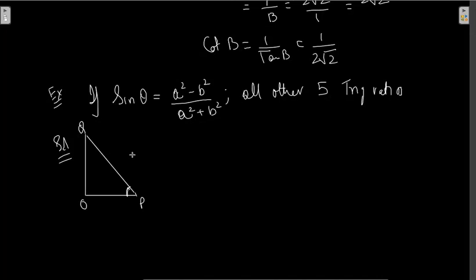Now what is sine of theta? Sine of theta is perpendicular over hypotenuse. So what is perpendicular from this given value? It is a square minus b square. And hence, what is our hypotenuse?